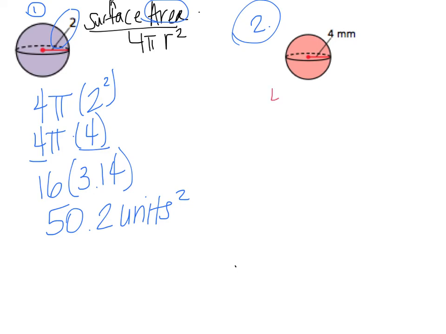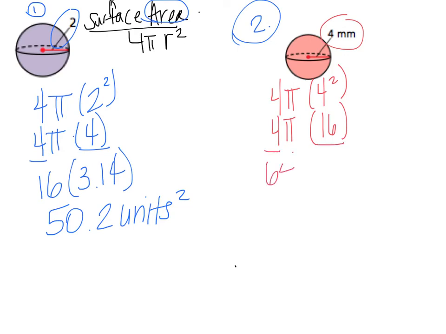So what you should have done is 4 times pi. Our radius is 4 now, so we're going to do 4 squared. I'm going to rewrite this as 4 pi times 16. I'm going to multiply 4 and 16 together, and I get 64. I'm going to change pi to 3.14, multiply those two numbers together, and I get 201.0 millimeters squared.